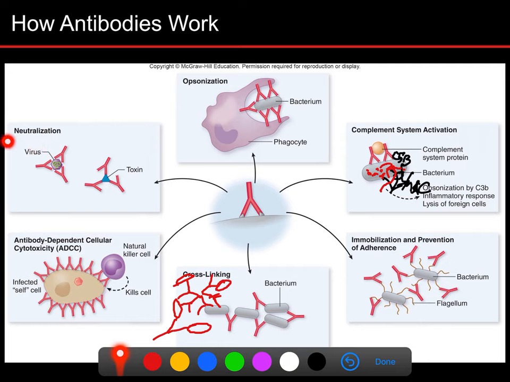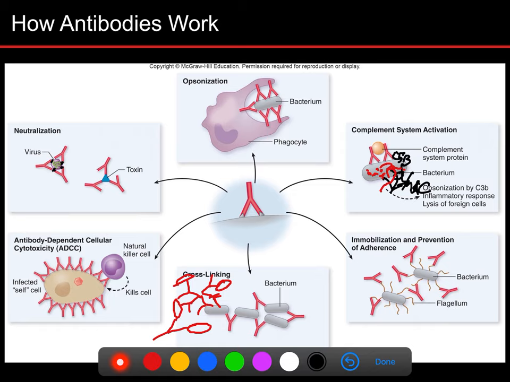The last method, neutralization, is primarily used against extracellular viruses, virus particles, or virions, as they're normally called, as well as non-cellular toxic molecules, like, say, tetanus toxin, or rattlesnake venom, or something like that. And the way it works is that the antibody binds to the virus or binds to the toxin.